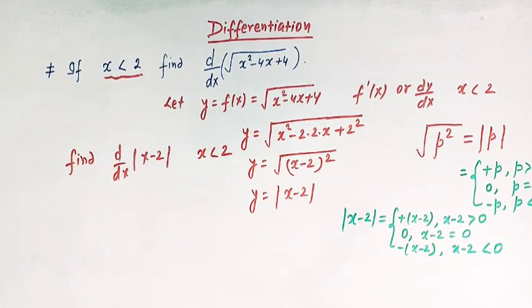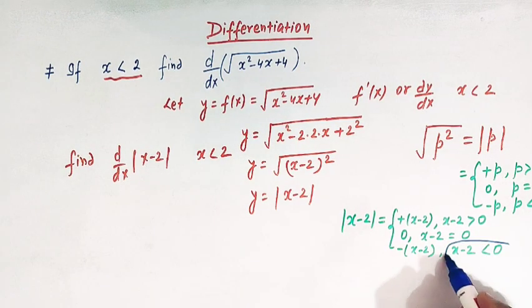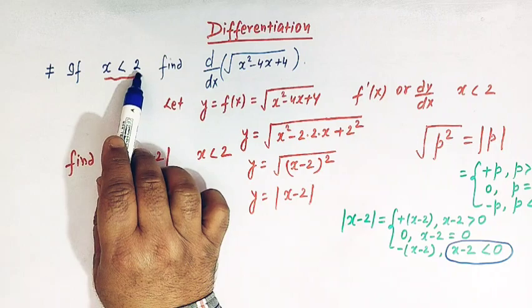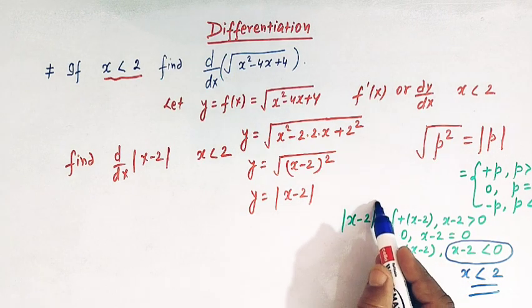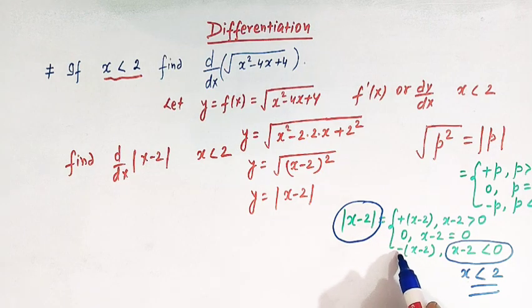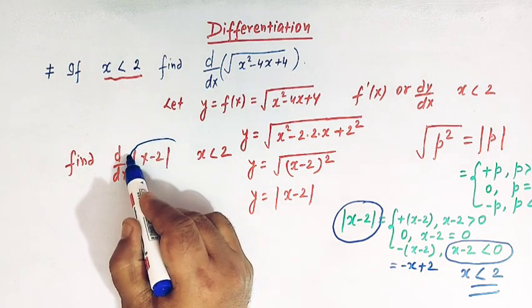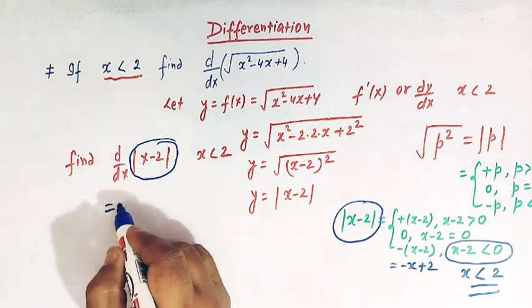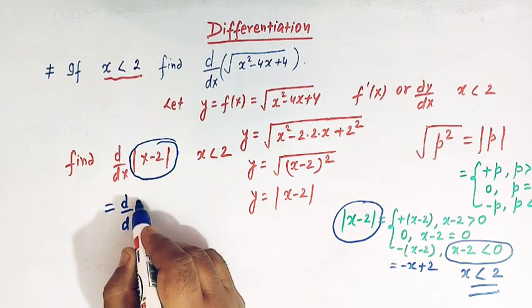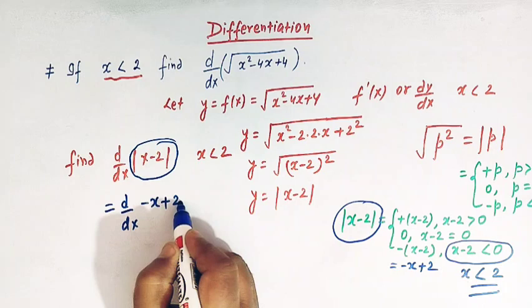Now if we look at this definition, we can easily see that here we have the condition that x is less than 2. So x minus 2 is less than 0. So when x is less than 2, mod of x minus 2 is defined as negative of x minus 2, and negative of x minus 2 is minus x plus 2. So now we can replace mod of x minus 2 by minus x plus 2. So this derivative is d by dx of minus x plus 2.